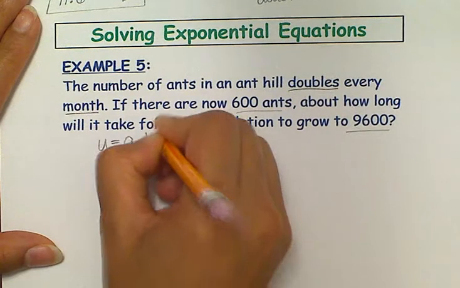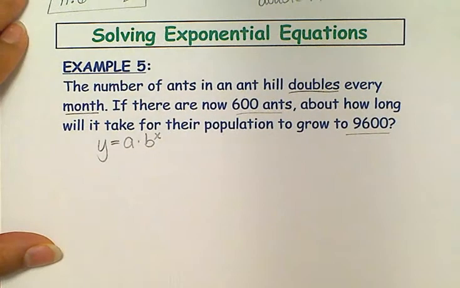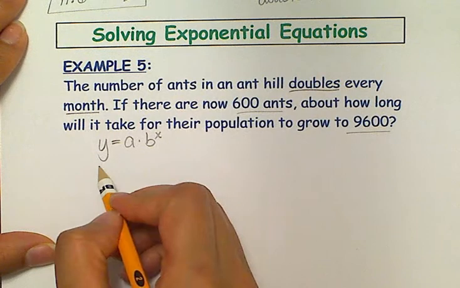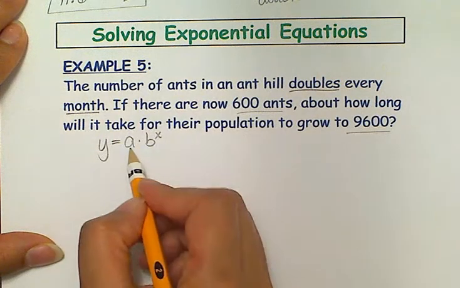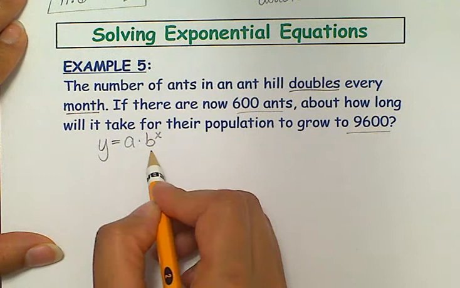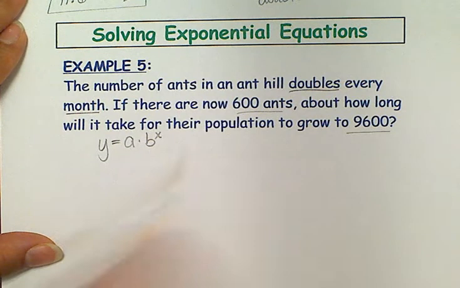So let's start by looking at the base formula of an exponential function. And that's y equals a times b to the exponent x. y is the dependent variable. a is the initial value. b is the growth or decay ratio, and x is the number of growth or decay periods.